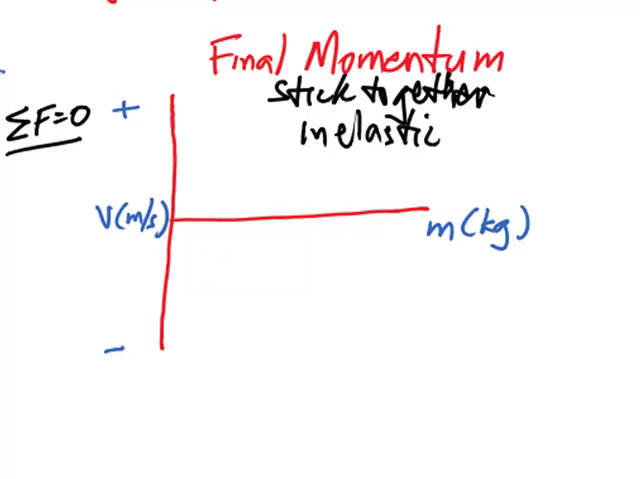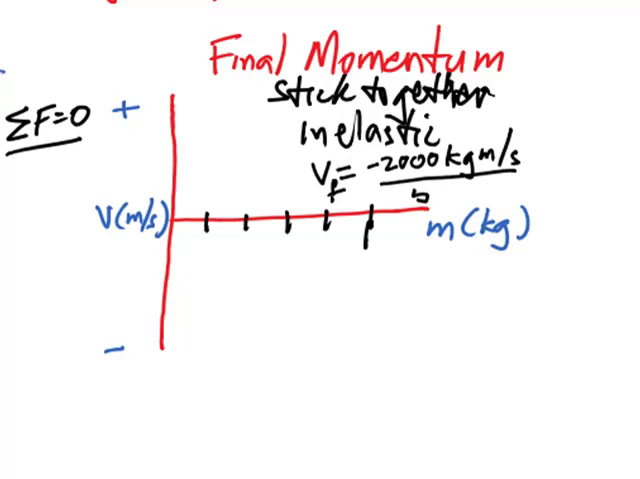So our object now is going to be a 500 kilogram lump of metal. So we'll pattern that out: 100, 200, 300, 400, 500 kilograms. Let's see what our final velocity is. We know our momentum is minus 2,000 kilogram meters per second, and our mass of the combined cars is 500 kilograms. So we get minus 4 meters per second. So we'll go 1, 2, 3, about 4 there.